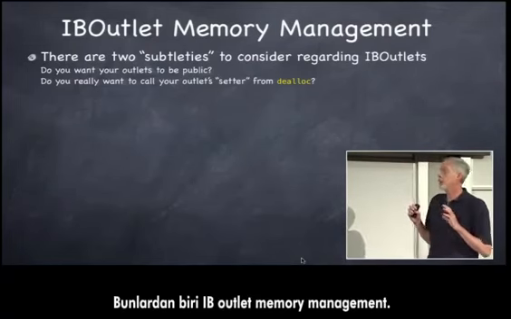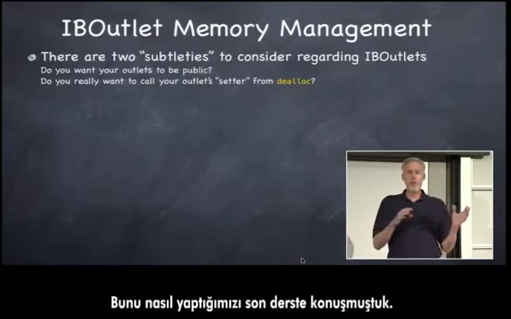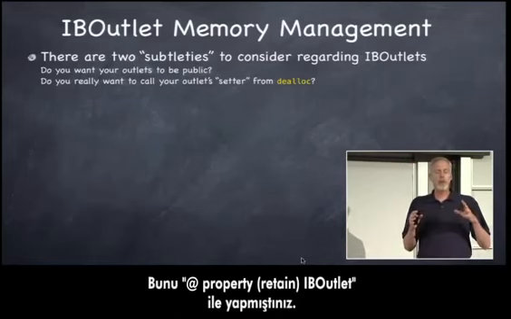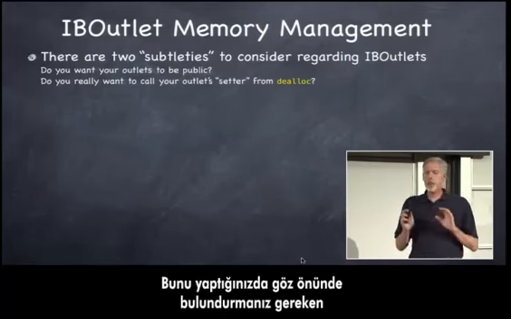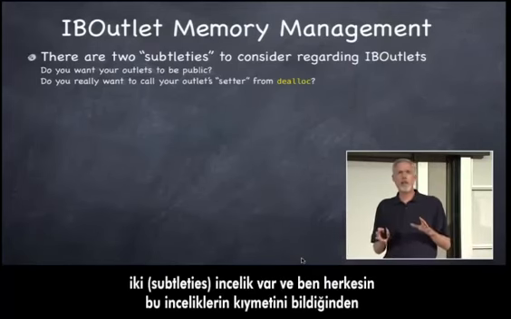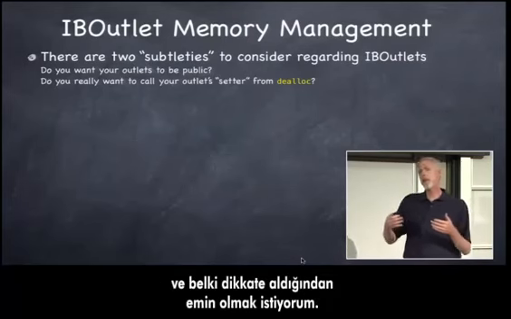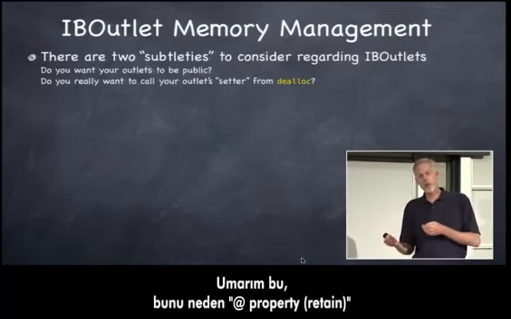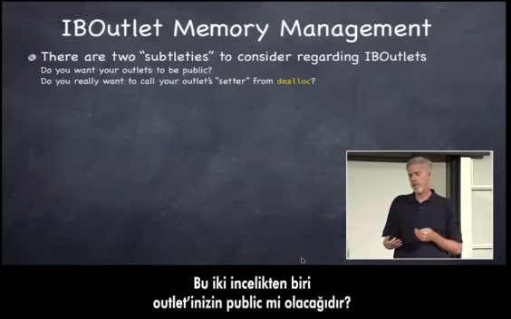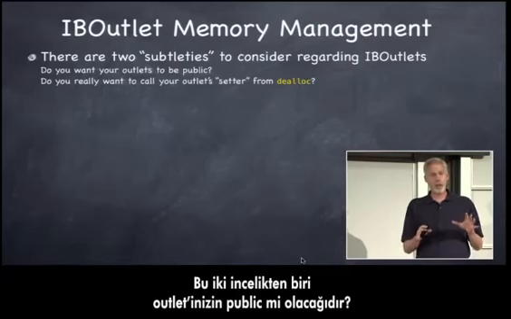This one is IB outlet memory management. We talked about how to do that last time. You do it with this @property retain IBOutlet business. There are two subtleties, though, to consider when you do this, and I just want to make sure everyone appreciates the subtleties, and maybe by considering these subtleties, it'll help you understand better why we do it with that @property retain thing. Okay? So the two subtleties are, do you want your outlets to be public?